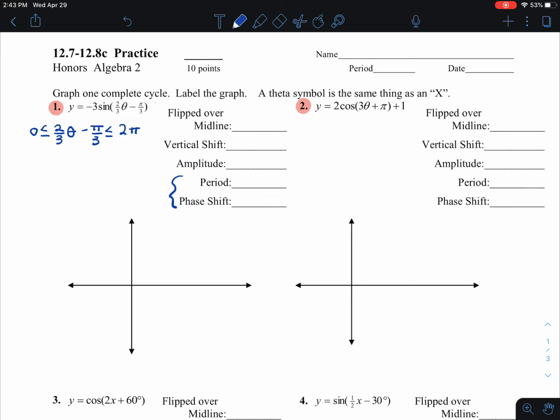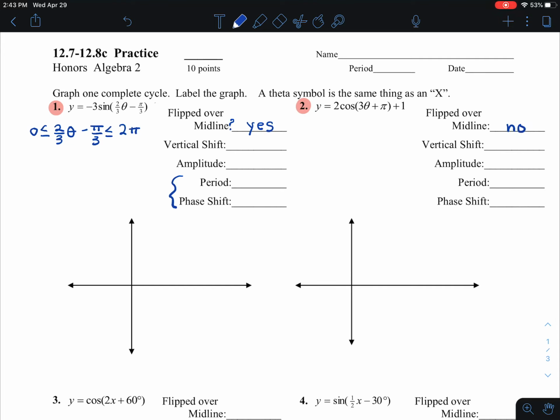Okay, let's answer the 3 quick, easy questions first. Flipped over the midline, that is simply a yes or no question. I can see that I have a negative here. I'm going to go ahead and answer both these parts. See how this one is a negative, but then over here this one is a positive. So on this one, I'm going to say, yeah, this one's going to get flipped, but over here for this one, I'm going to say, no, that one's not.